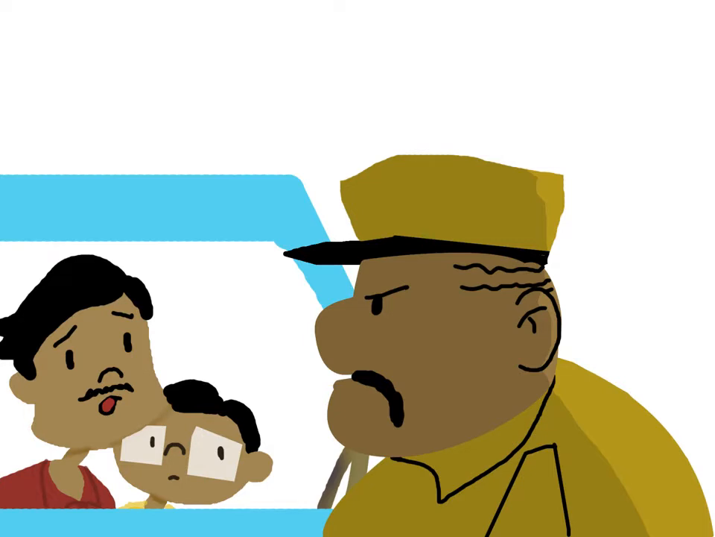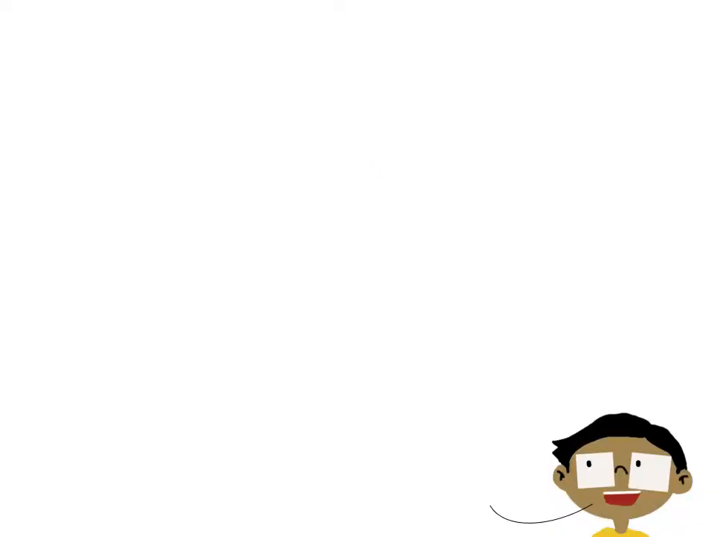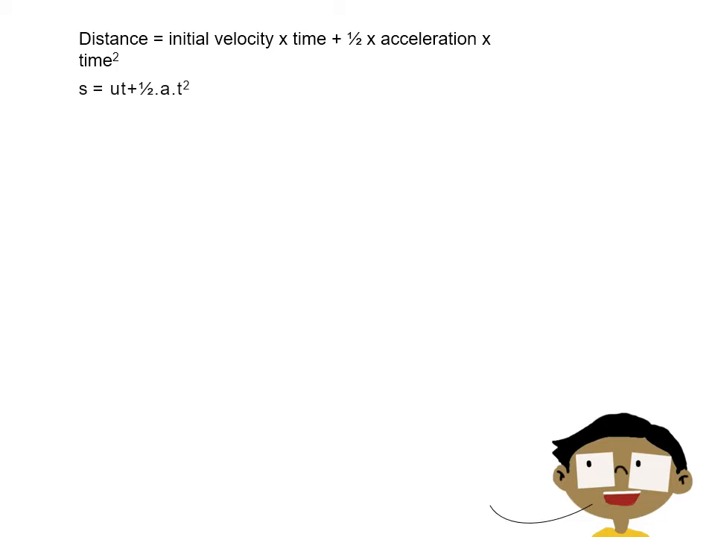Ali's father was worried. But Ali says, "Hold on, sir. My father was within the speed limit and I can prove it." And then Ali displays his mathematical superpowers. He takes out his notebook and explains, "You see, sir, the equation of distance over time traveled is distance equals initial velocity into time plus half into acceleration into time square. Or s is equal to ut plus half at square.